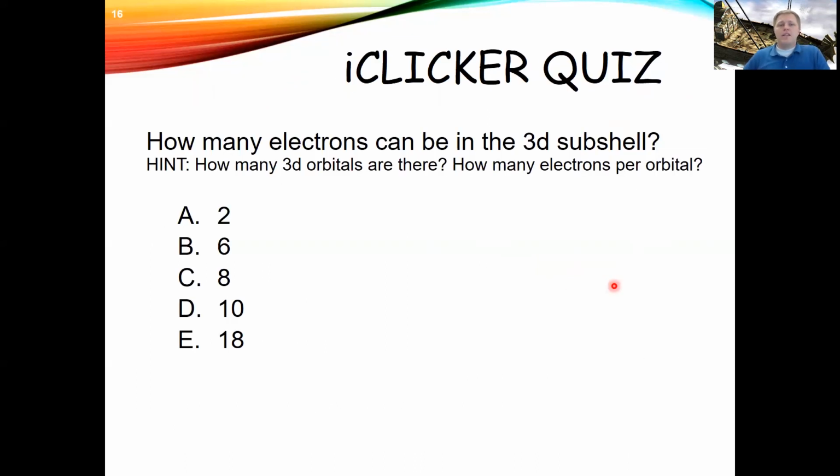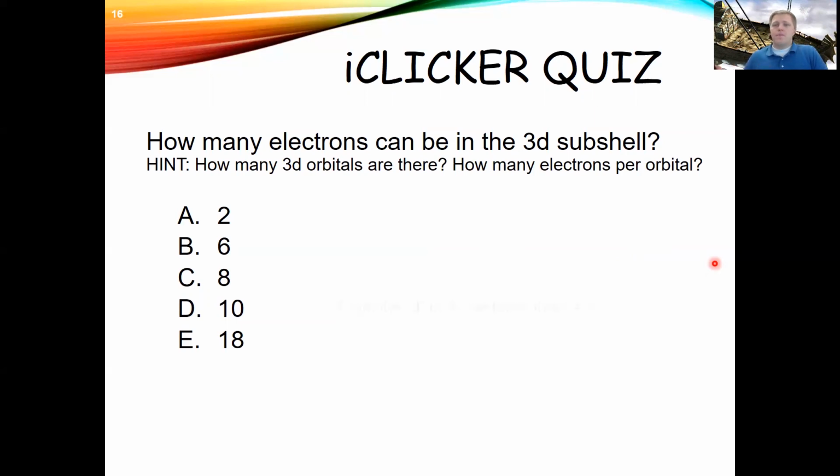All right, let's try and review everything we've covered so far all in one question with this guy. How many electrons can be in the 3D subshell? Hint, how many 3D orbitals are there and how many electrons per orbital. Go ahead and pause the video now and try and figure this out.